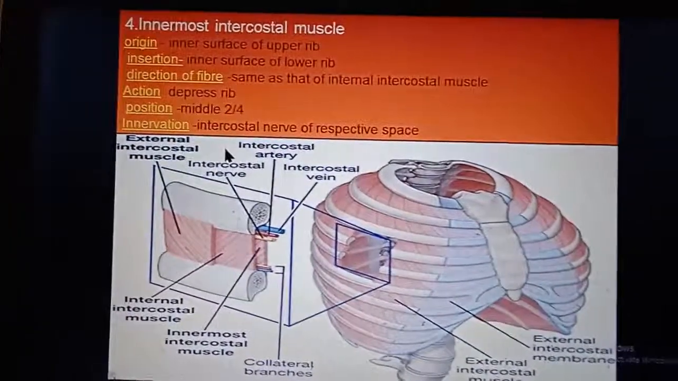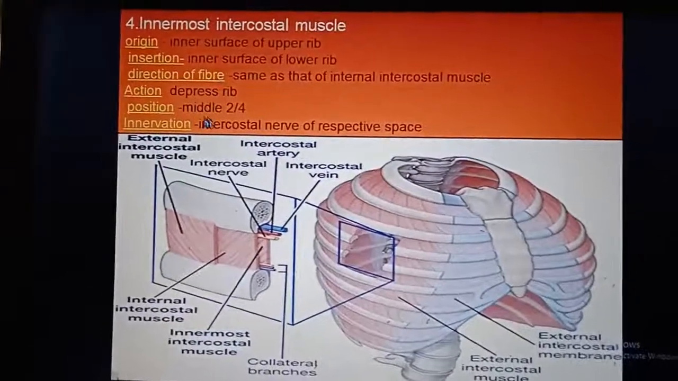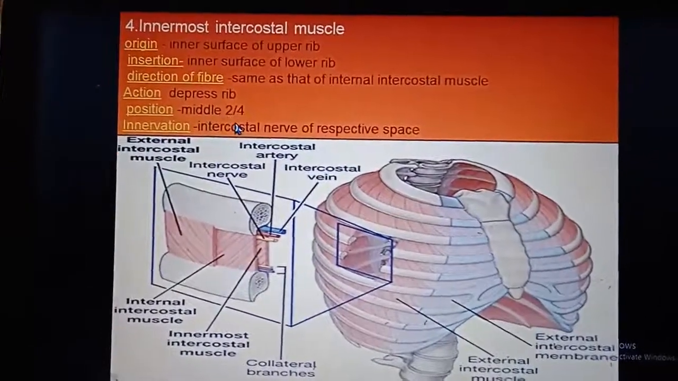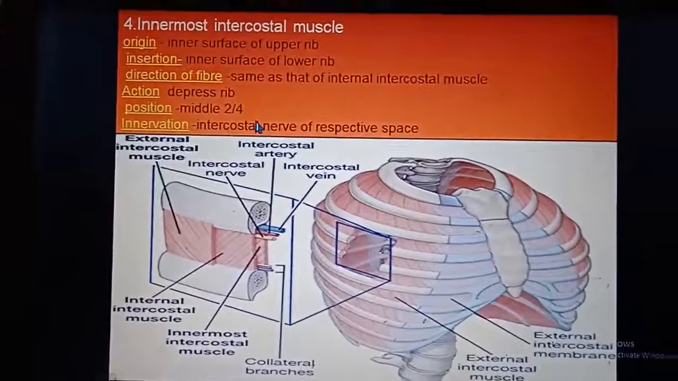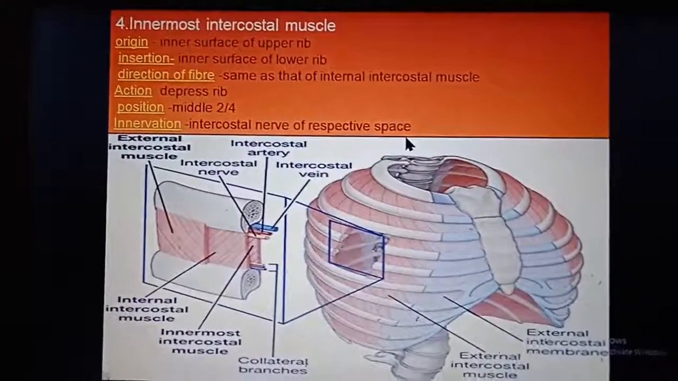So same, it depresses the rib. Okay, depresses the rib, and it is present only in the middle 2/4 of the third layer, and innervation from the intercostal nerve of respective space.